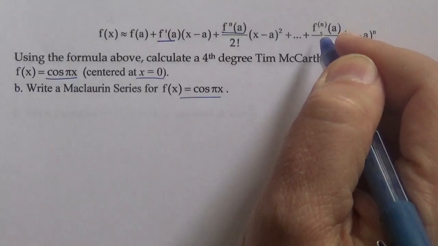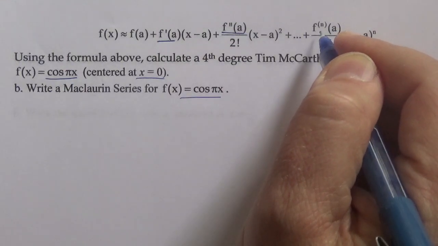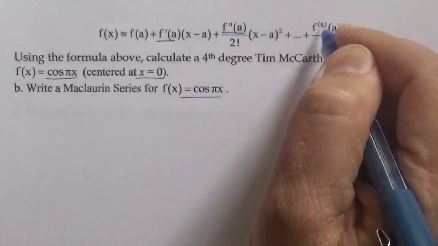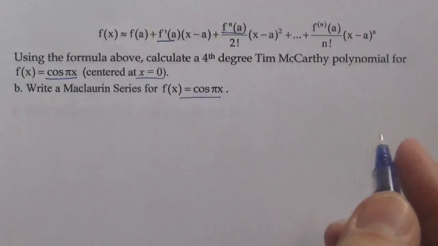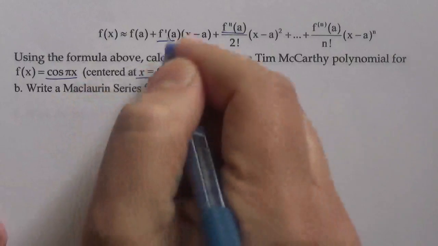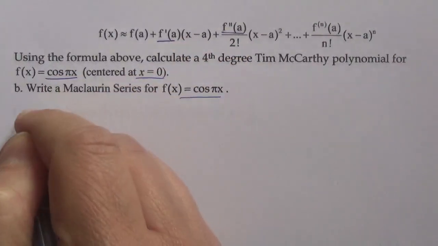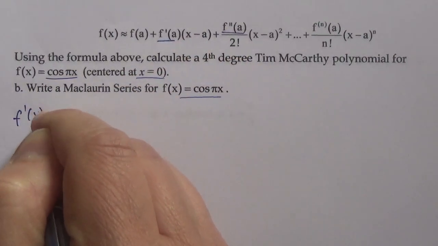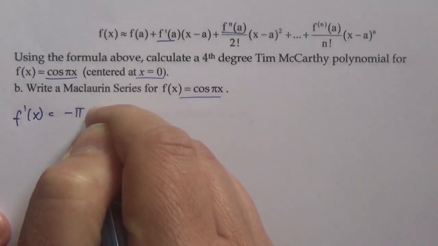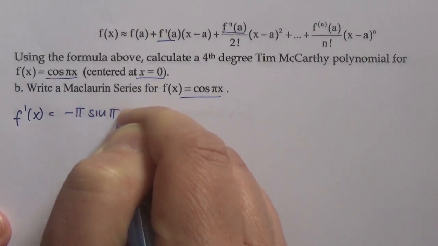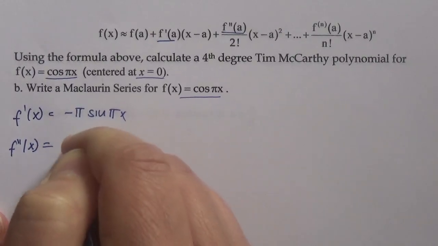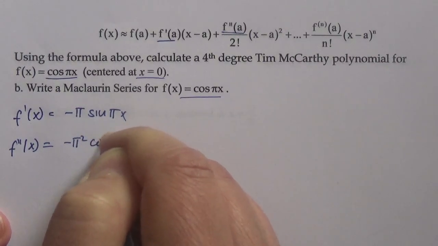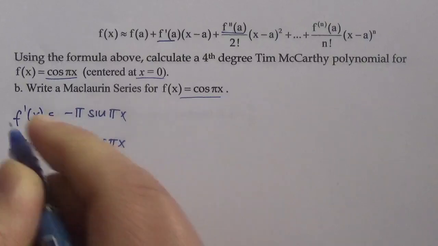When you have a number of derivatives beyond 2, essentially you just put the number of derivatives you're talking about inside parentheses as a superscript. So I need to find the first derivative of cosine of pi x. The first derivative is going to be negative the sine of pi x. Now the second derivative is going to be negative pi squared cosine of pi x.